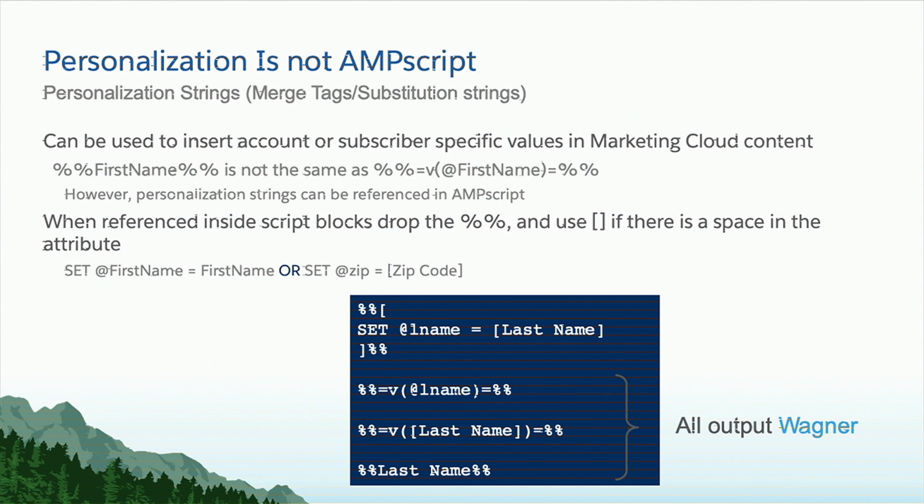The second line where it says V also shows last name, but that way we're not setting it to a variable first. We're just outputting the personalization string directly from the output function. And the last one, we're actually just dumping out the personalization string itself. In this case, since our data was pretty clean, they all result in the exact same thing, which is my last name.